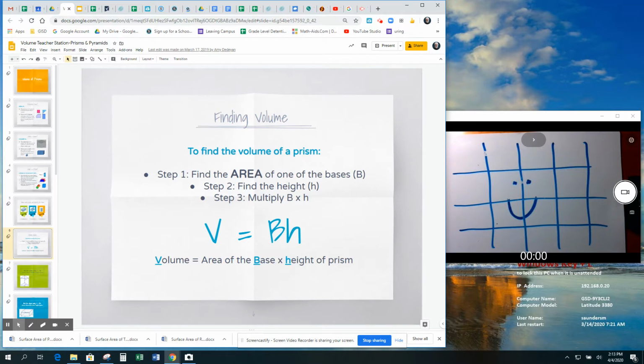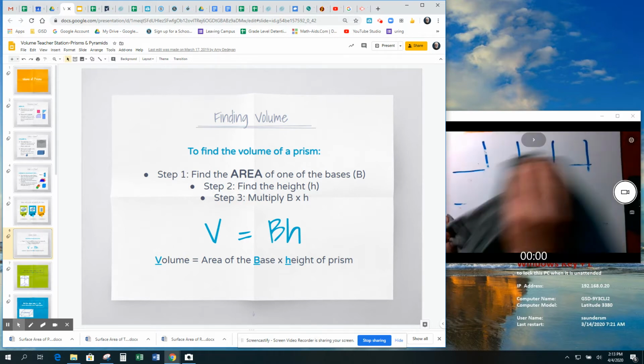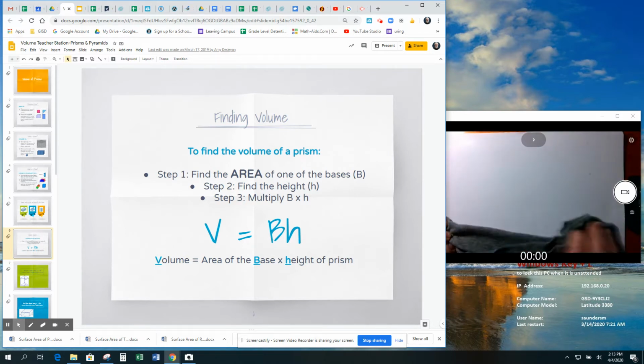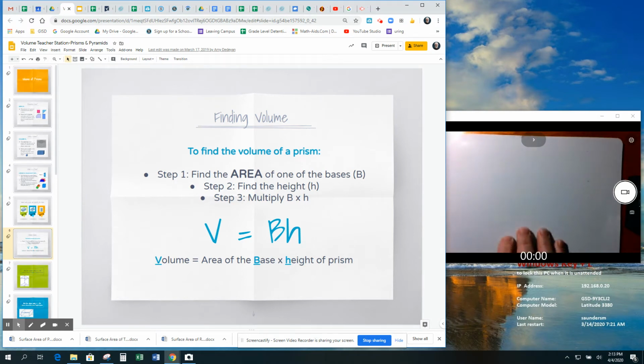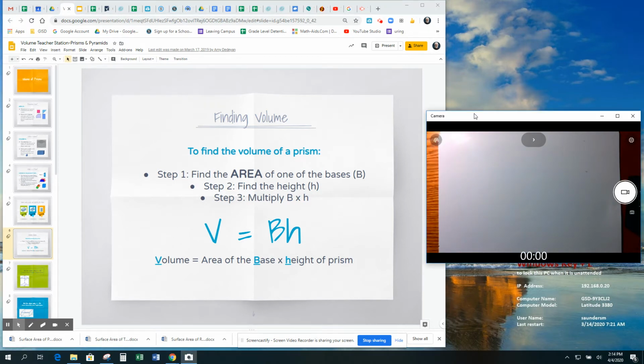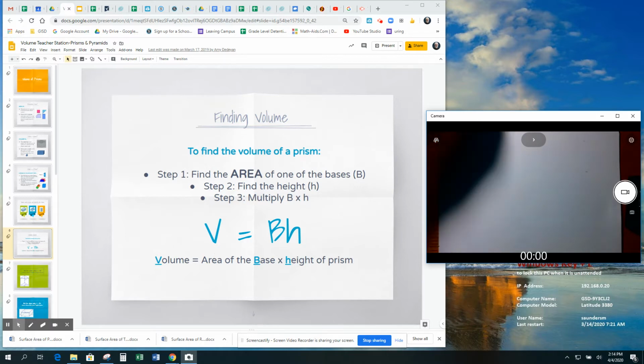So when we're finding the volume of a prism, it's actually a very familiar formula. It's base times height. But instead of a regular small b, this is an uppercase B, and it's an uppercase B for a very important reason. It's because we're trying to remind you that this is the area of the base. So when we're finding the volume of a prism, we're always going to find the area of the base, that's the big B. Then we're going to find the height of the prism.